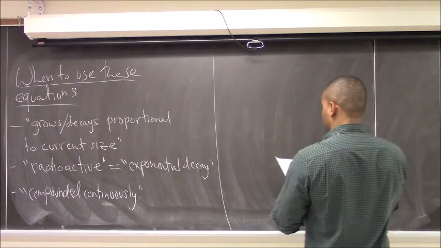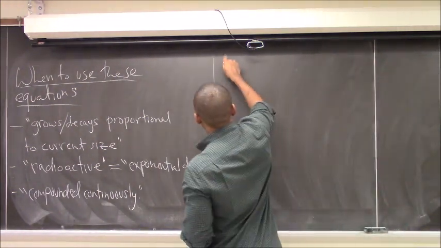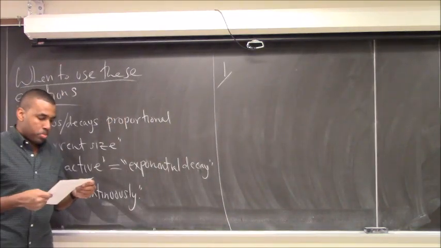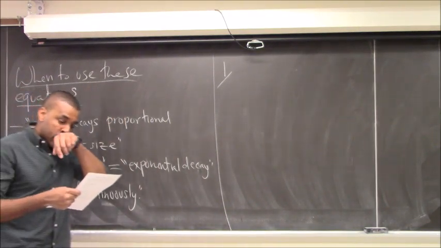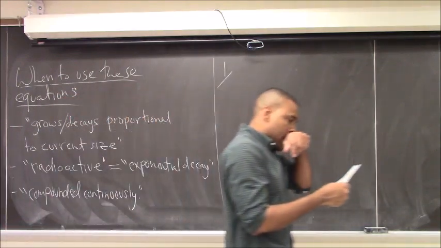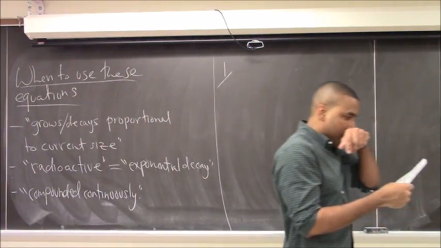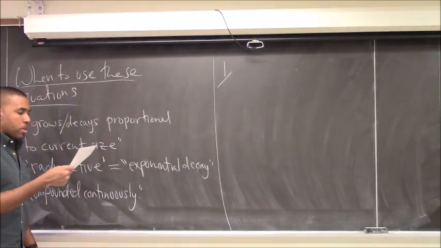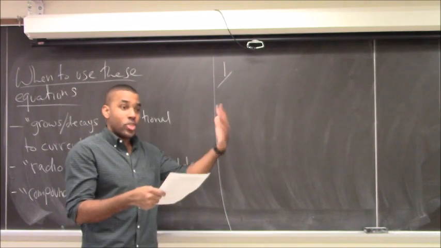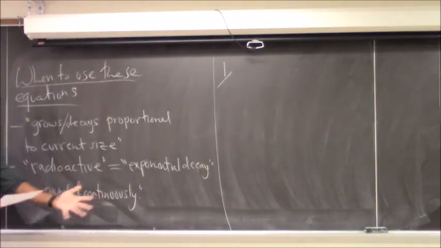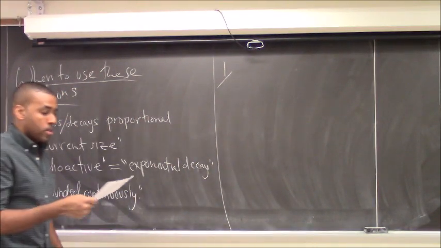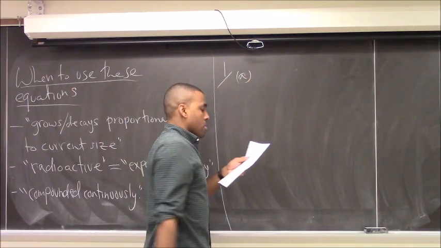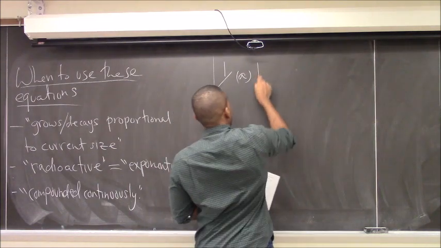So let's look at the first one. Let me read it to you. P is the current size of a population of a colony of bacteria at time t. At 10 a.m. there are 50 bacteria, at 3 p.m. there are 350. Assume the rate of growth of the population is proportional to its current size. That last sentence tells you that you should be using exponential growth. Let's talk about part A. Find the relative growth rate of the population.